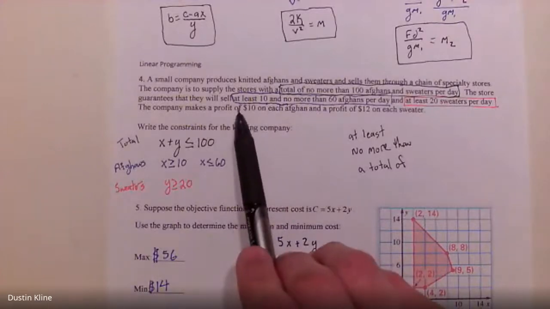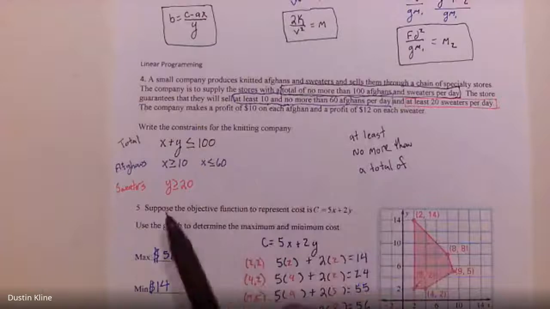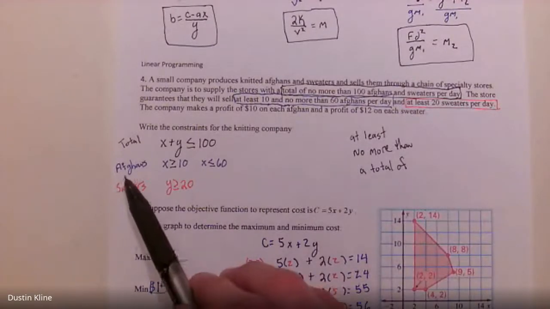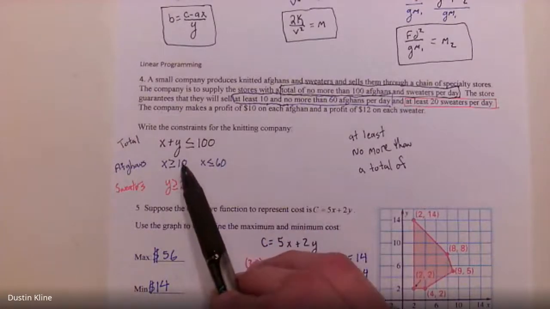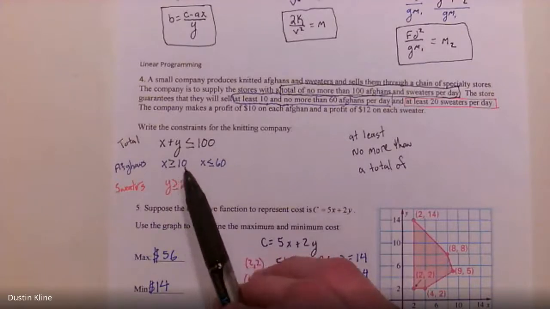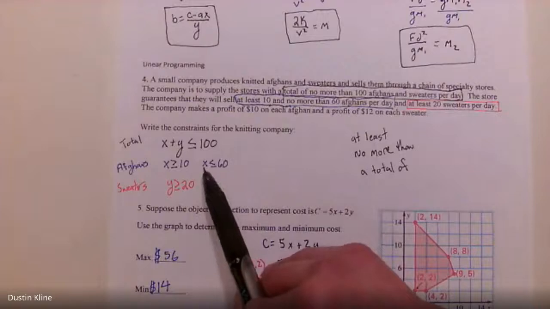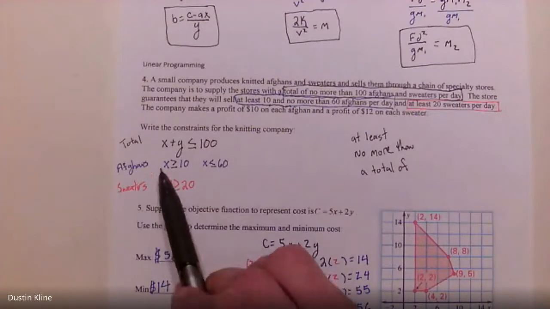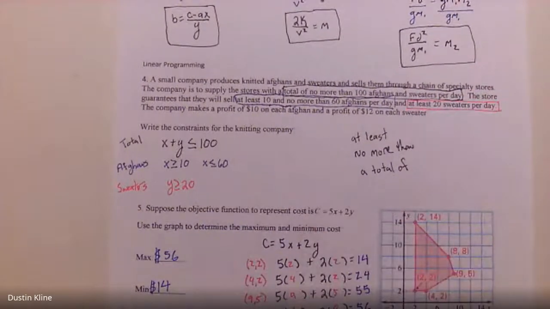When we get to our next constraint, at least 10 and no more than 60 Afghans per day, we'll now write some constraints that follow these guidelines. So we said at least 10 Afghans. So you can have 10 or more than that, but you have to have at least 10. So X is greater than or equal to 10. No more than 60, so X is less than or equal to 60. If you chose Afghans to be Y, that's totally fine. It left it open-ended. It was completely up to you.